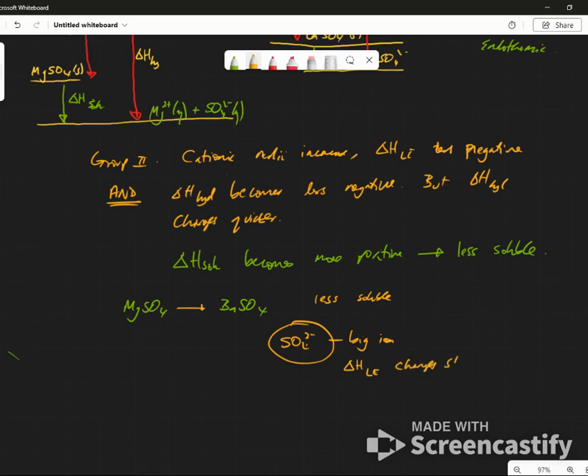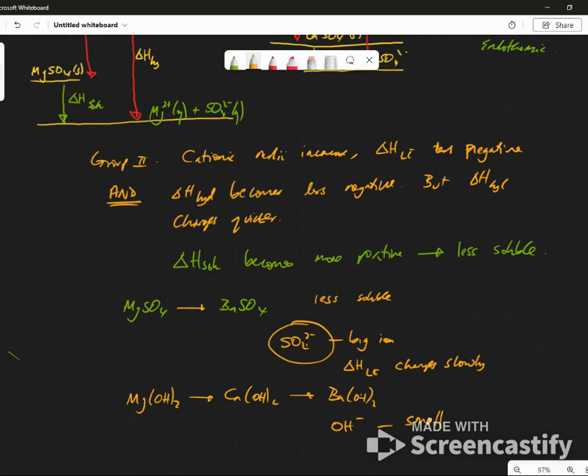Now, interestingly, for the hydroxides of group 2, calcium hydroxide to barium hydroxide, the hydroxide ion, the OH minus ion, is small. So this ion, the OH minus ion, is small.